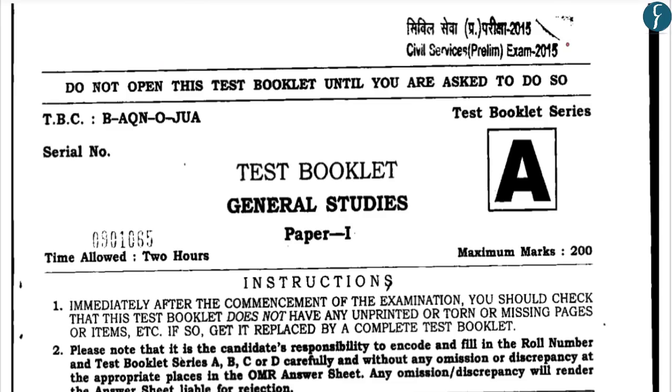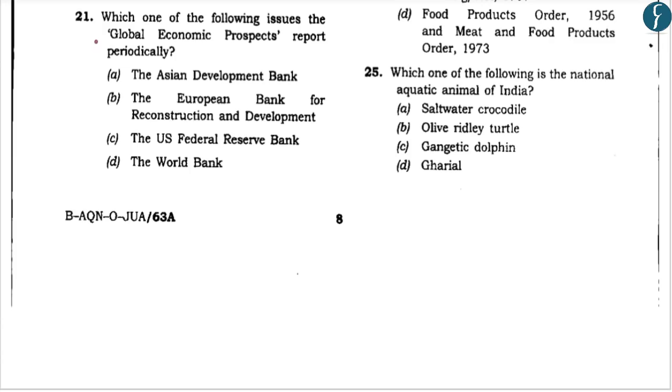And apart from this, if you take a look at the Civil Service Examination paper of 2015, it had asked as to who prepares the Global Economic Prospects Report, wherein the correct answer to this question would be D, the World Bank. So now hopefully up till here you've understood that for the past 4 years, questions have been repeatedly asked in your prelims examination as to who prepares which report.